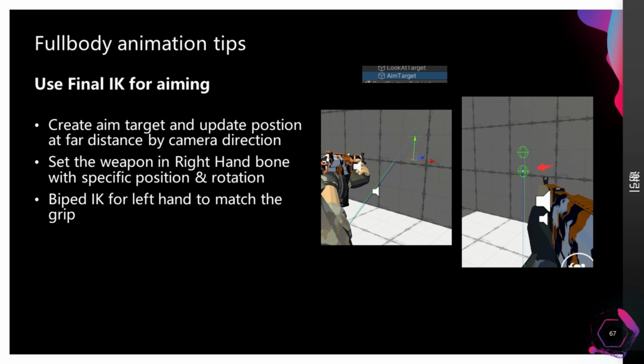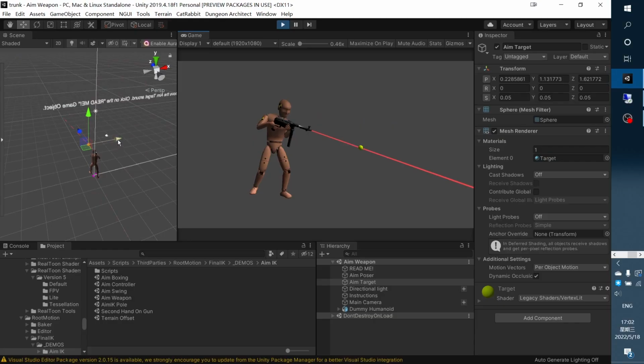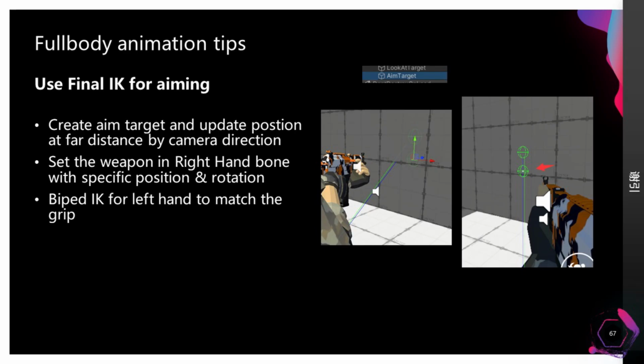We'll create an aim target transform and put it at a far distance away along the camera direction. And the full-body character's hand would always aim to this target when holding a weapon. In Final IK plugin, I use a biped IK and aim IK for this. You can also find how to do aiming in demo scenes of Final IK.